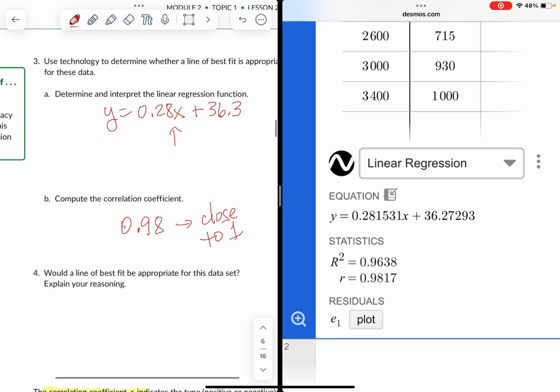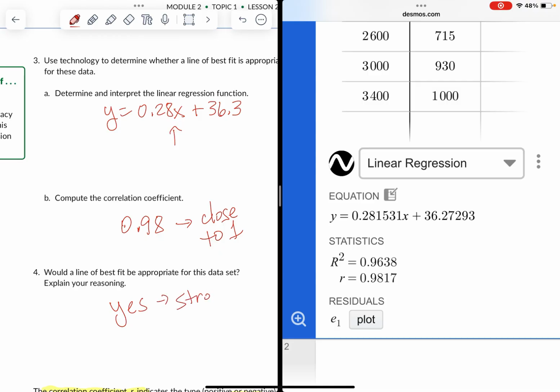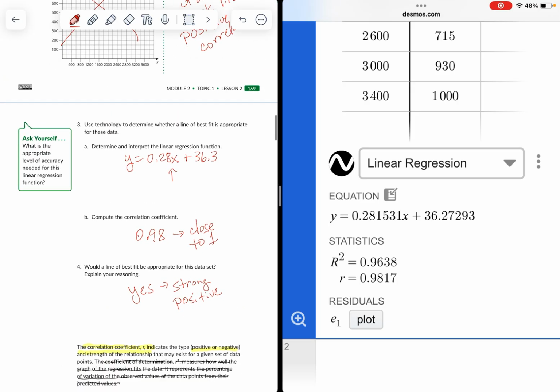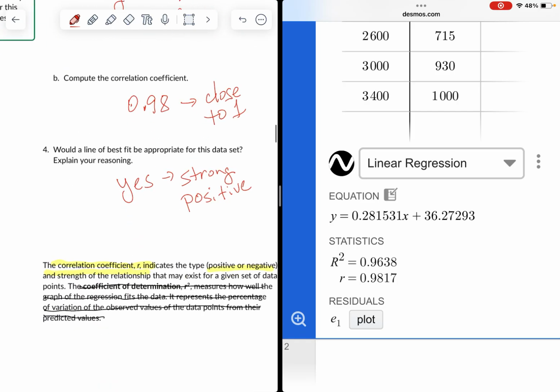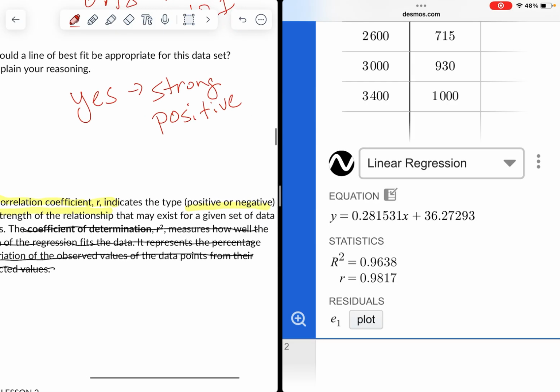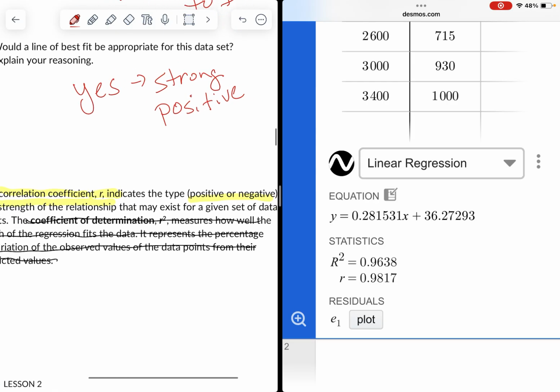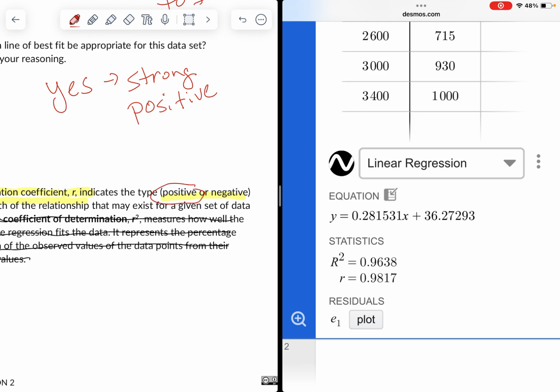That means it is very strong, and I would say, yes, it is appropriate to use a line to make predictions because this is strong, and it doesn't matter if it's a strong positive or a strong negative. If you are close to 1 or close to -1, you have a very strong relationship, and it's a pretty good predictor for other X values to figure out what the Y value is. So what I want you guys to get out of this is whether R is positive or negative, that's what tells you how strong your relationship is. Close to -1 or close to +1, very strong.